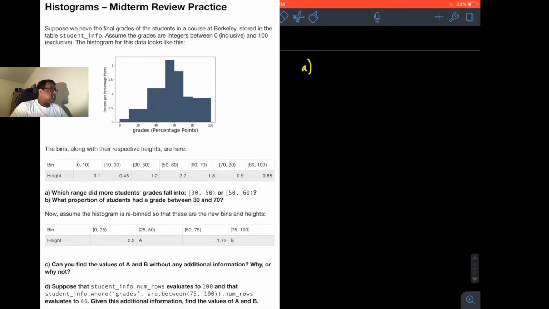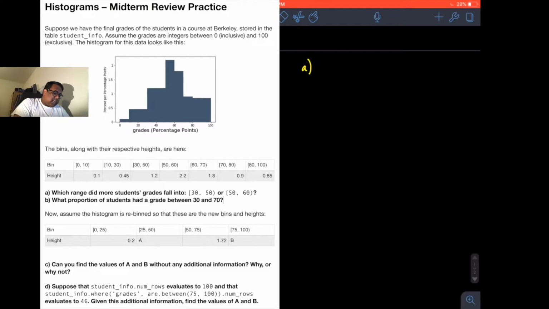So part A asks us, what range contains more students? The 30 to 50 bin or the 50 to 60 bin? So what grade range did more students fall into? 30 to 50 or 50 to 60? And so to calculate this, we just need to remember the fact that in histograms, areas of bars correspond to proportions of values that fall into those bins, right? So if we find the area of the 30 to 50 bar and of the 50 to 60 bar and compare them, we'll have our answer.